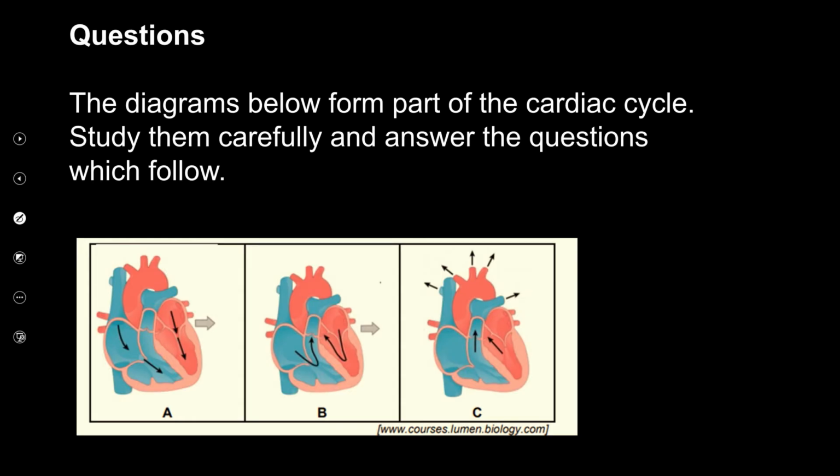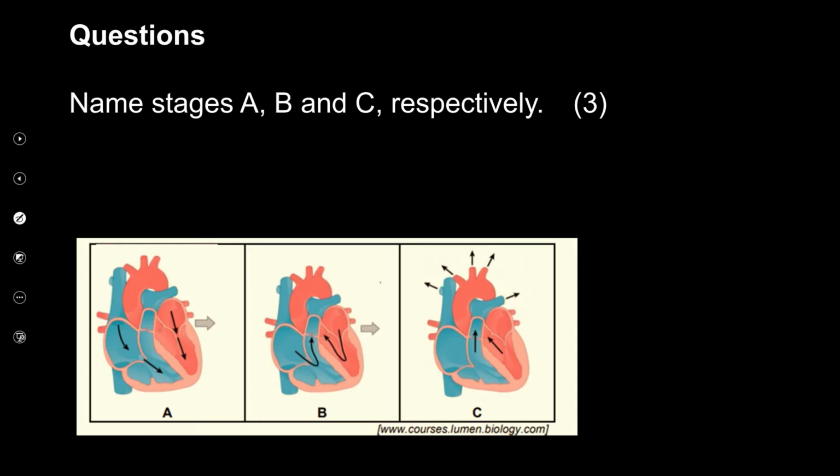This is quite a difficult question, right? I've given you a diagram and it says the diagram below, there's 3 of them, form part of the cardiac cycle. So already what words must come to mind? Diastole and systole, right? The relaxation, diastole, and the other one, systole. All right, so it says, study them carefully and answer the questions that follow. Right, the first question, and it's quite a tricky one, it says, name the stages A, B, and C respectively.